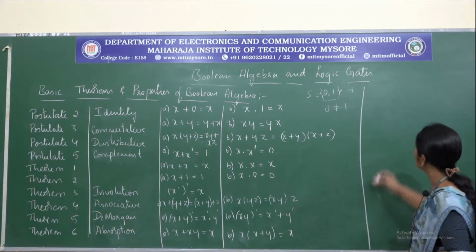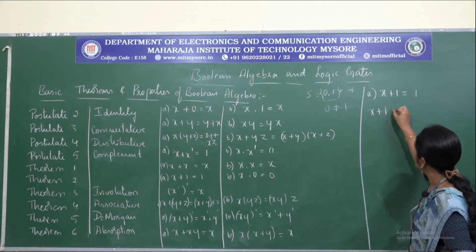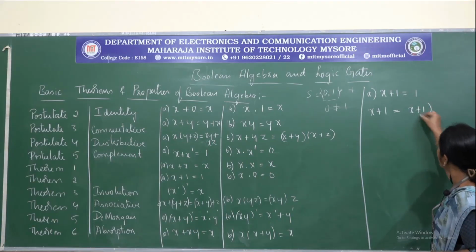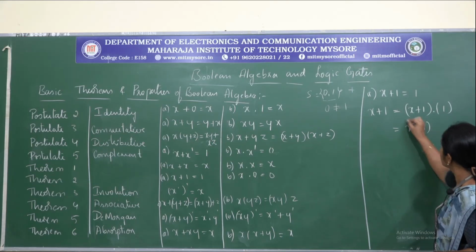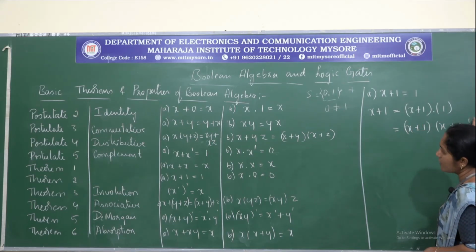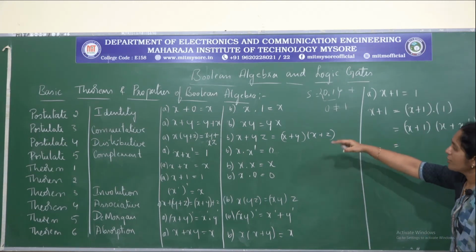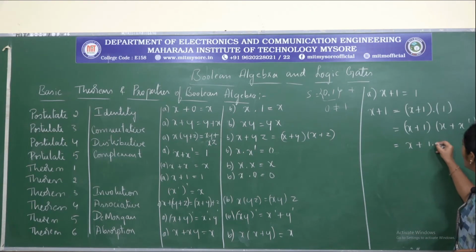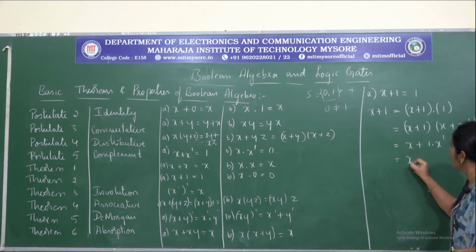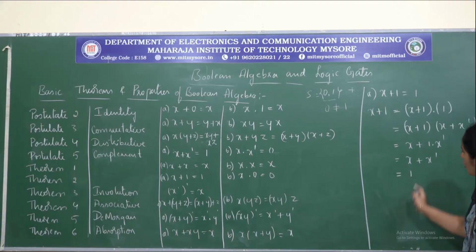Now let us consider theorem 2, which is x + 1 = 1. Let me consider the LHS. This can be written as (x + 1) · 1. Further, this can be written as (x + 1) · (x + x') from postulate 5. Now it is in the expanded form, so using postulate 4b, we can write this as x + (1 · x'), which is nothing but x + x'. From postulate 5a, x + x' is 1. Therefore x + 1 = 1.